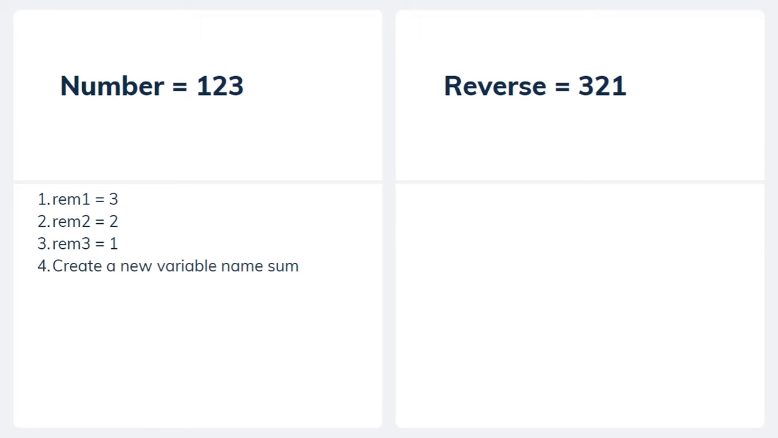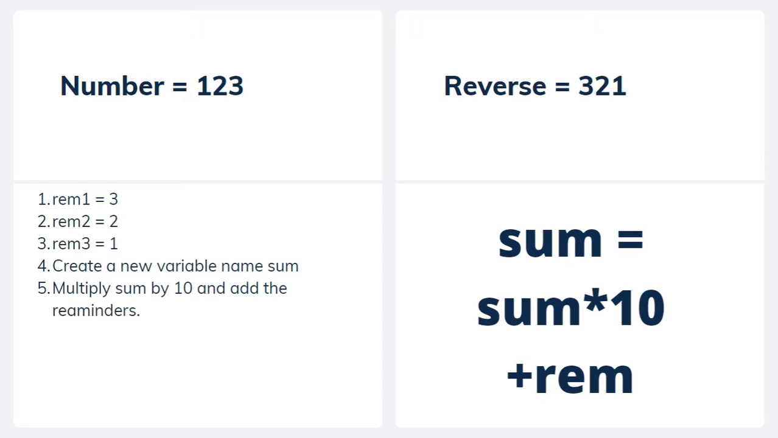We're going to create a new variable named sum. We will give its value as 0, and then we will multiply the sum by 10 and add the remainders one by one. What I mean by that is we take sum, which has an initial value of 0, we multiply it by 10 and we add each remainder one by one. So let's take the remainder on the left hand side and the sum on the right hand side, right? So the remainder is 3.